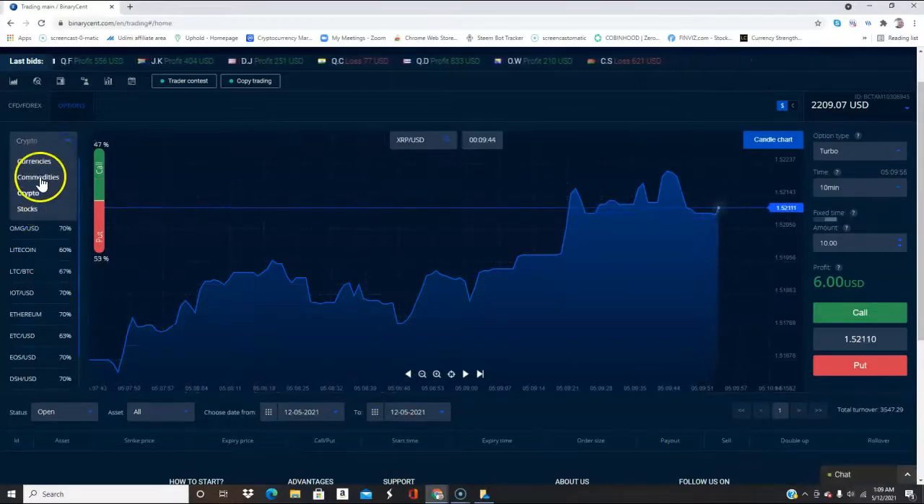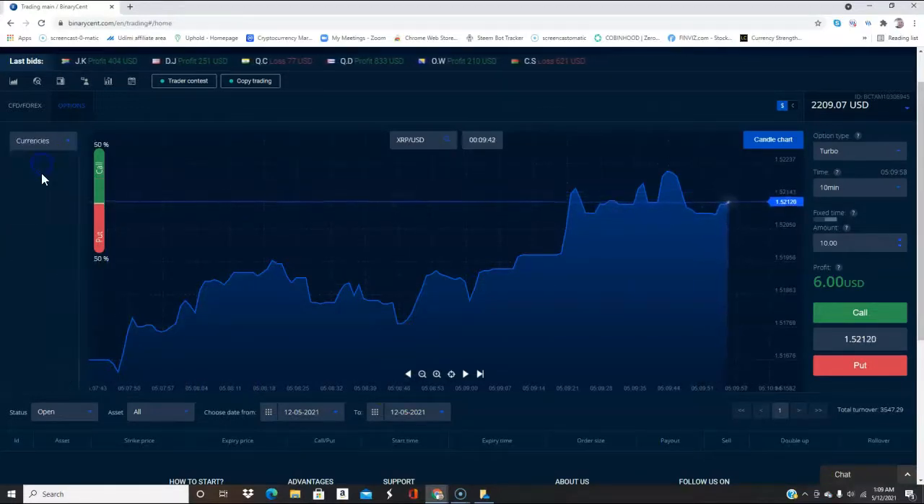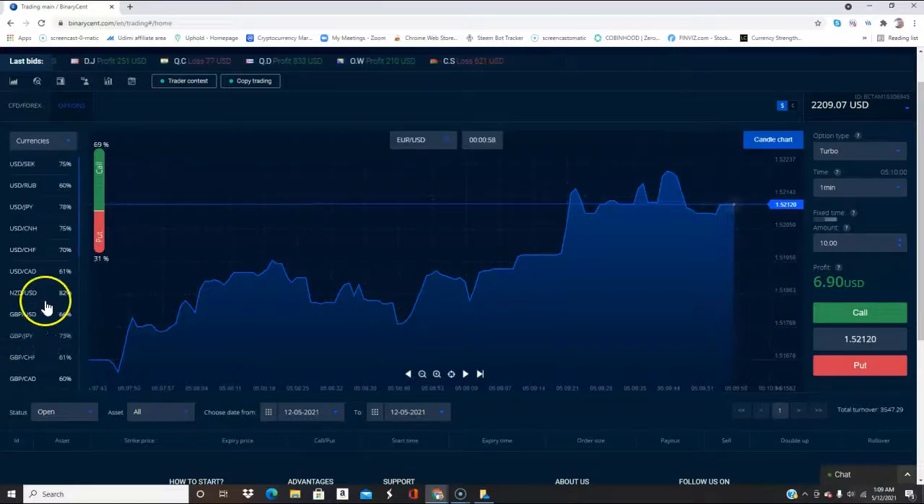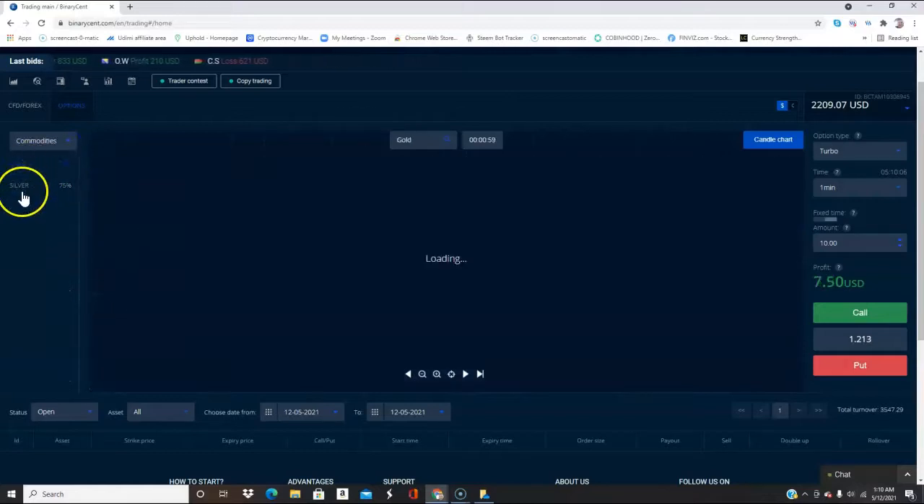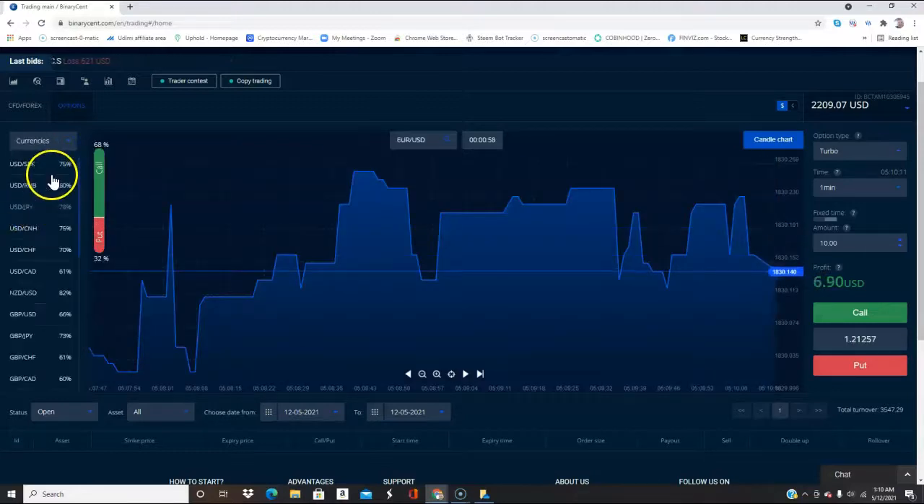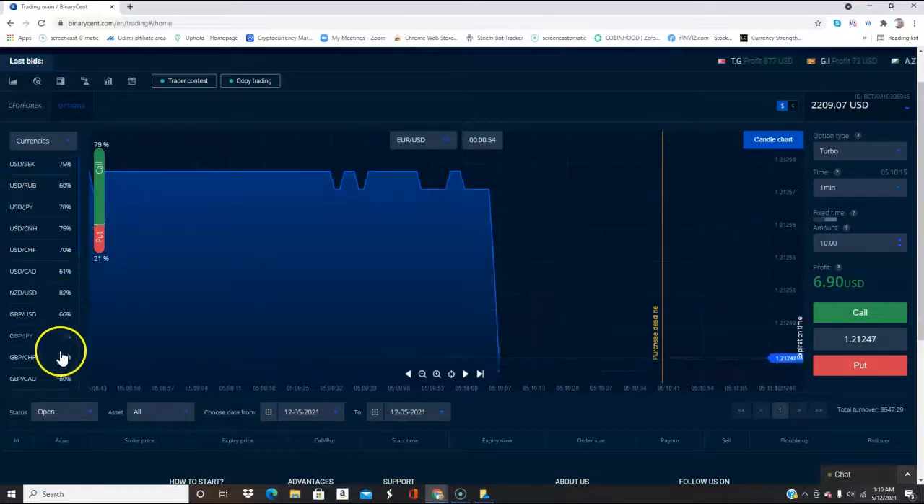Now, to go back to the currencies, you just click currencies, and then all the currency pairs will show up on the left-hand side. Scroll down and see them all. Say you wanted to trade gold or silver. You have gold and silver here underneath commodities. Back to currencies for me though. We have USD JPY. And then here's a percent, guys.